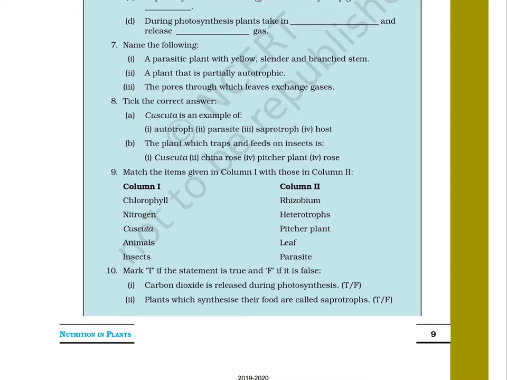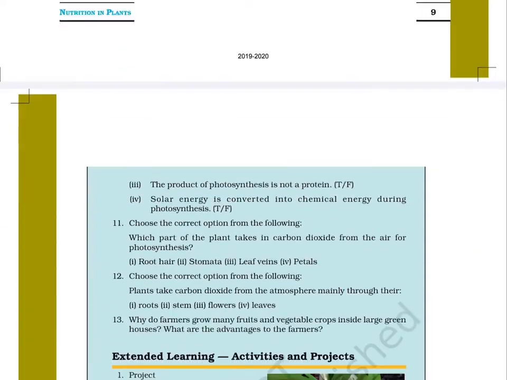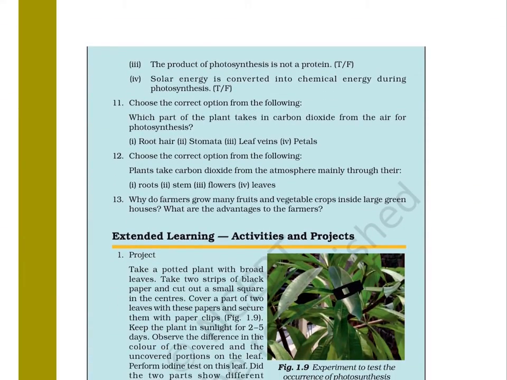10. Mark T if the statement is true and F if it is false. 1. Carbon dioxide is released during photosynthesis. 2. Plants which synthesize their food are called saprotrophs. 3. The product of photosynthesis is not a protein. 4. Solar energy is converted into chemical energy during photosynthesis.